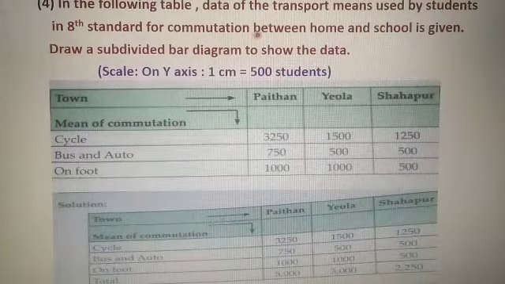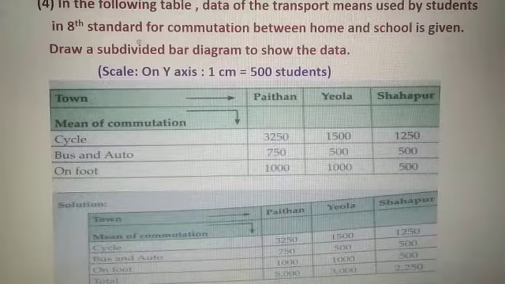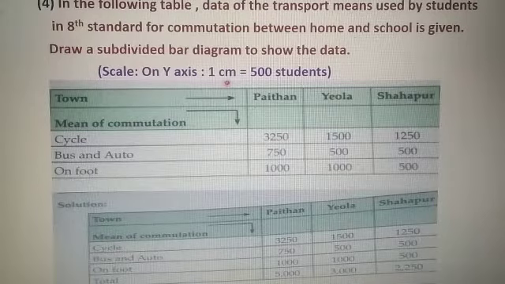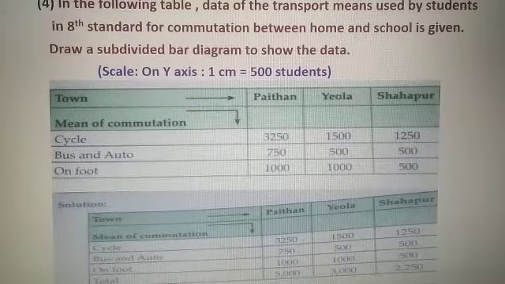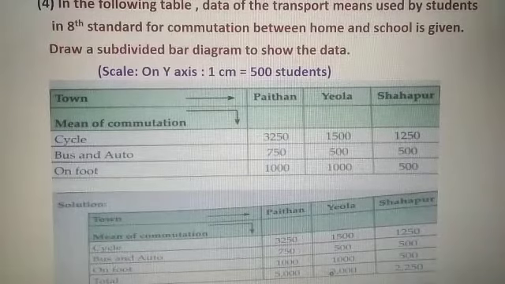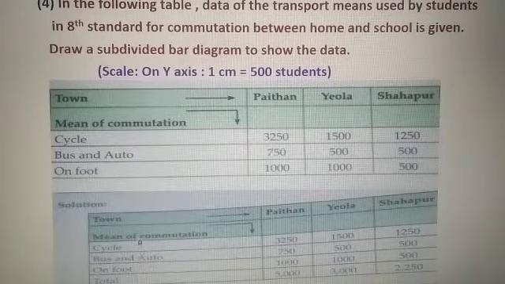Here, in the following table, data of the transport means used by students in 8th standard for commutation between home and school is given. Draw a subdivided bar diagram to show the data. Scale on y-axis is given as 1 centimeter is equal to 500 students. Now the question table you have to draw as it is, and in the answer table what you have to add? You have to add the total, that is data of transport means used by students, means students going from home to school by bicycle, by bus and auto, and on foot.